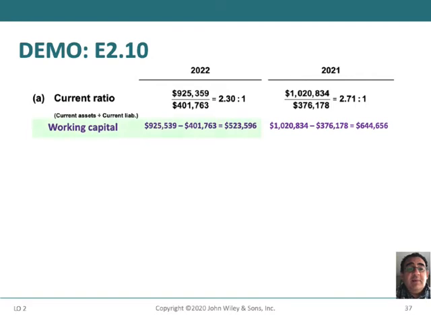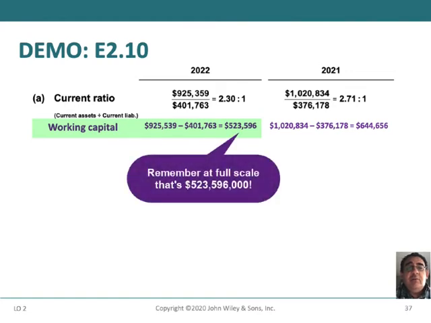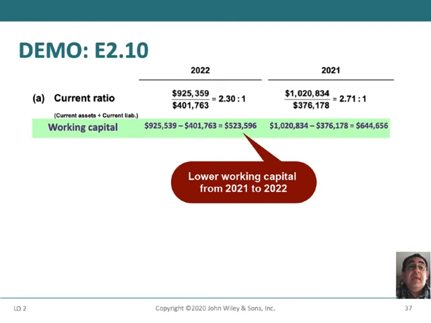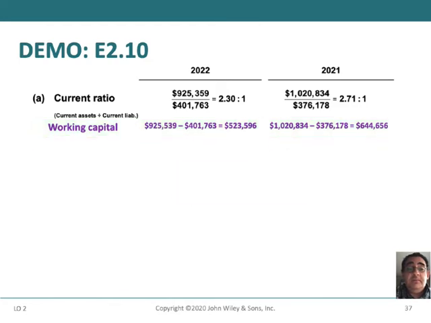If we look at the working capital, that little part that I added, we just take the difference between the current assets and liabilities. So for 2022, the difference is 523,596, and in 2021, the difference was 644,656. As you can see, 2021 also had higher working capital, and that went down in 2022. So the company still has a significant amount of cash to be able to fund its operations, but not as much as the previous year. And usually we'll see a correlation. If the working capital goes down from one year to the other, so will the current ratio.